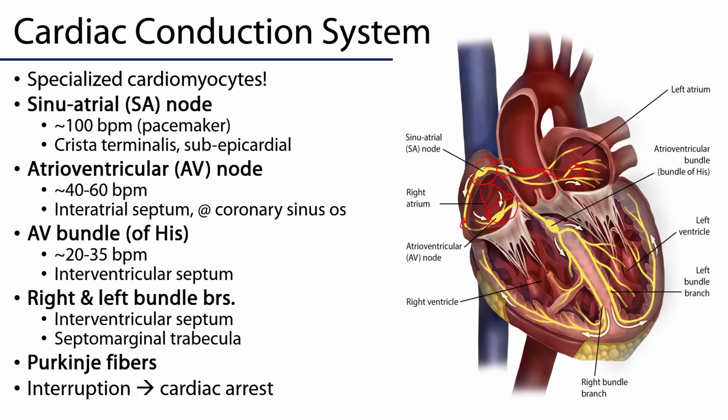So as the SA node depolarizes, so will the AV node. Going inferiorly through the heart septum, moving from the interatrial septum to the interventricular septum, we come across another collection of cardiomyocytes called the AV bundle, oftentimes called the bundle of His. This collection has an intrinsic rate of depolarization of 20 to 35 beats per minute and is nestled in the superior portion of the interventricular septum.